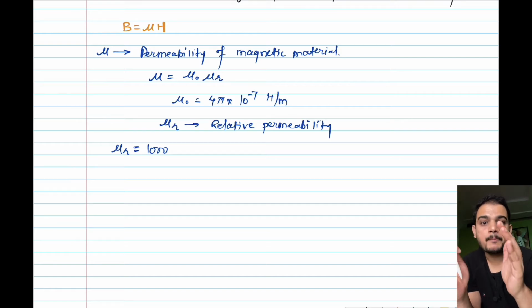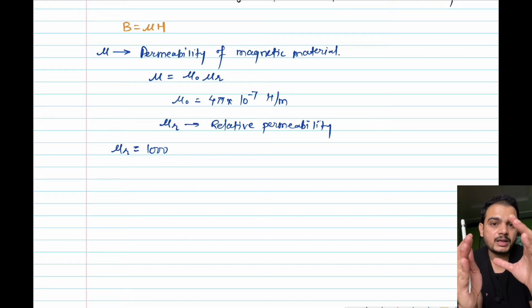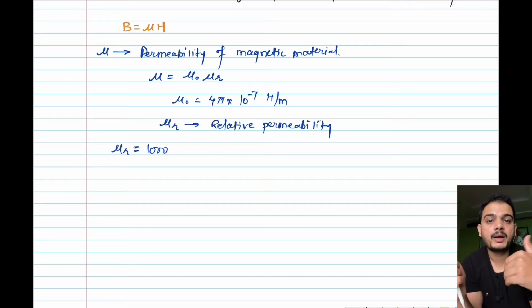It means more permission to the flux. Air is allowing fewer flux lines, but my magnetic material having mu r equal to 1000 is giving more permission to the flux lines. It means that magnetic material has more permeability as compared to air. So we will always compare our magnetic material with respect to air. This is the meaning of relative permeability.